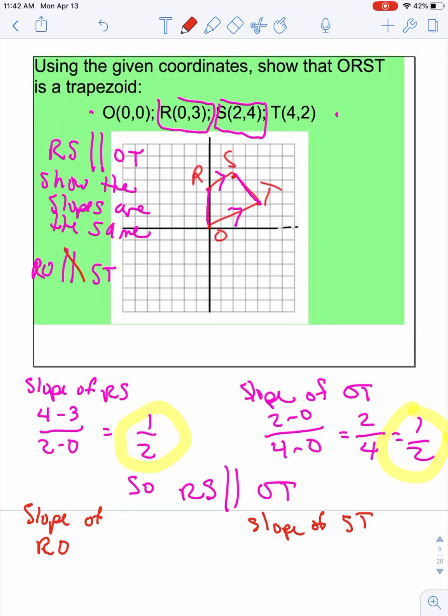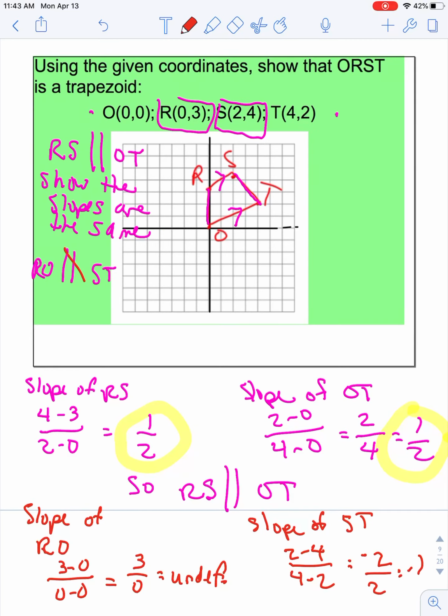So again, with R and O, I'm going to take 3 minus 0 over 0 minus 0, and I'm going to get 3 over 0, which is undefined. And the slope of ST, again, y2 minus y1, so 2 minus 4 over 4 minus 2, which gives me negative 2 over positive 2, which is negative 1. So slopes are not the same. So that means that RO is not parallel to OT.